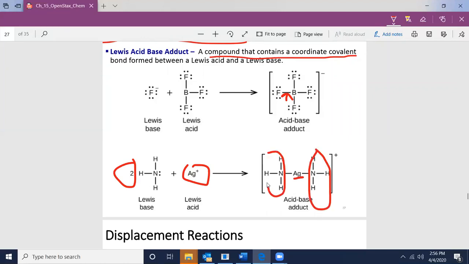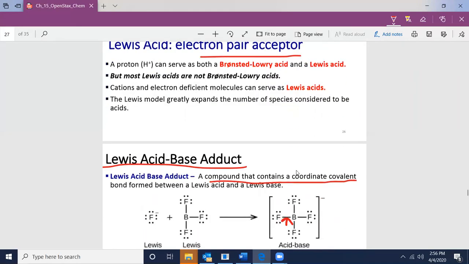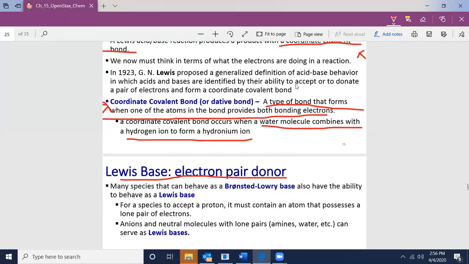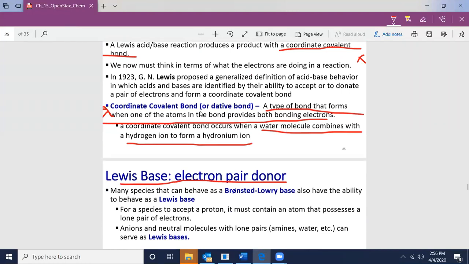This is going to be attached here. This is going to be attached here. So this bond is with the first molecule's lone pair. This bond is with the second molecule's lone pair, and that's what we have been saying so far about the coordinate covalent bond.